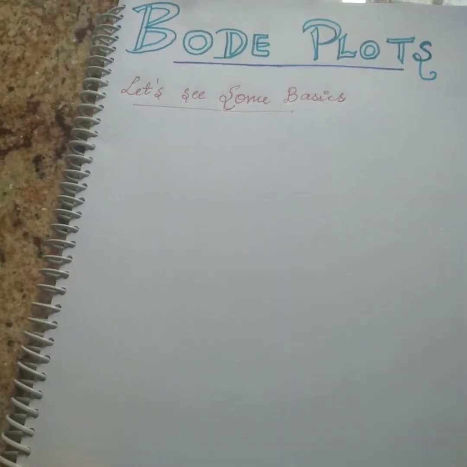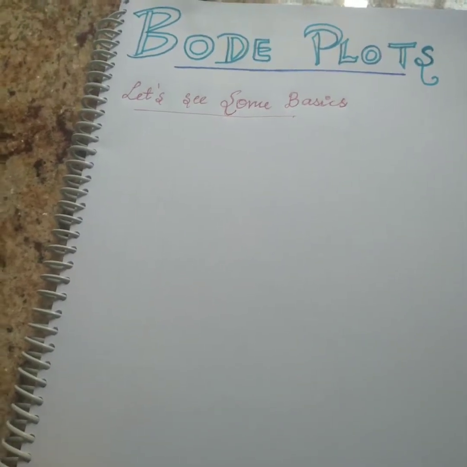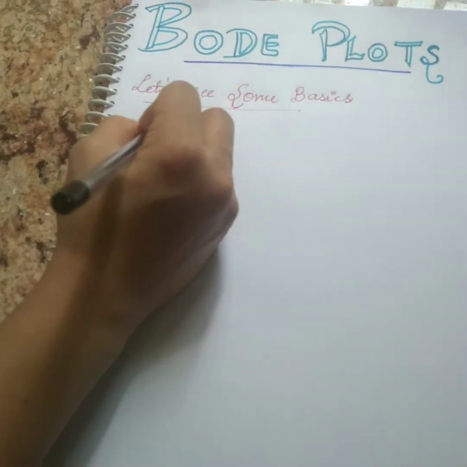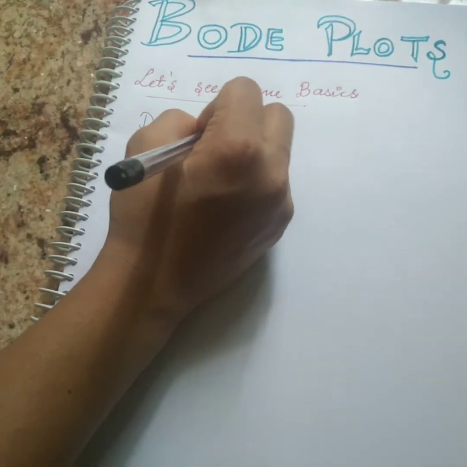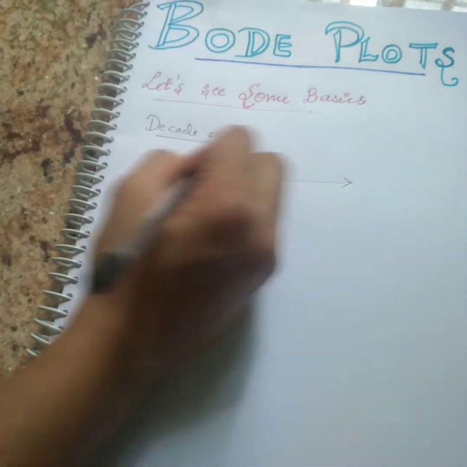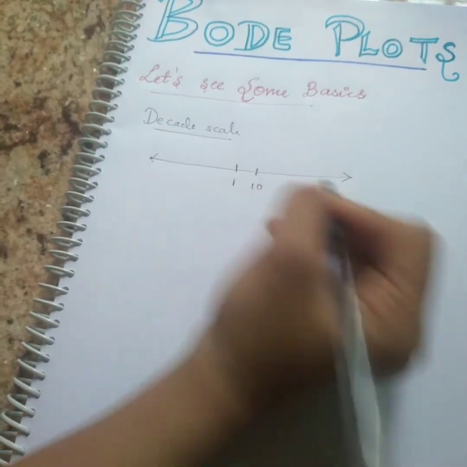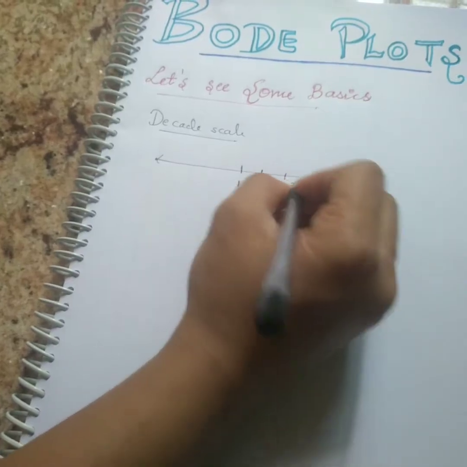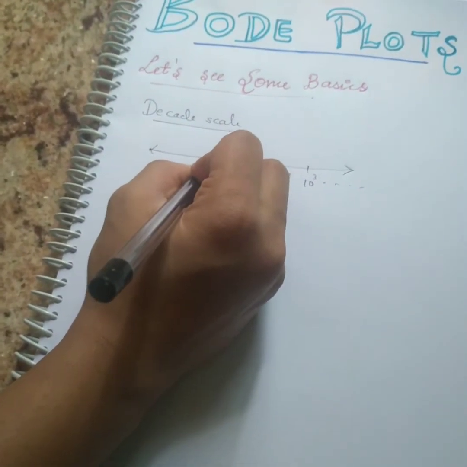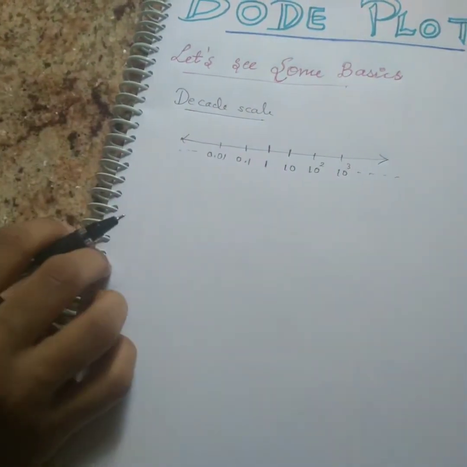Today let's discuss the Bode plots. Before getting into the Bode plots in detail, let's see some basics about it. So firstly, the decade scale. Decade scale is always in the powers of 10. If we take on the x-axis 1, then of course next is 10, then 10 squared, that is 100, then comes 10 cubed and so on. And here it is 0.1, 0.01 and so on. This is about the decade scale.